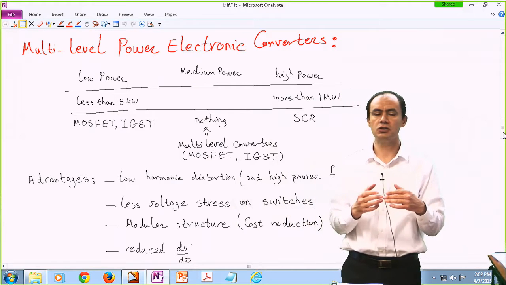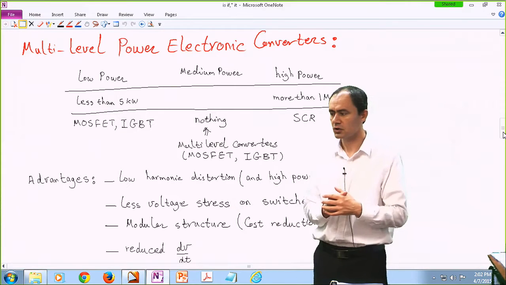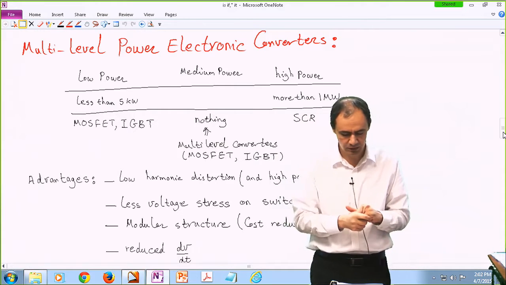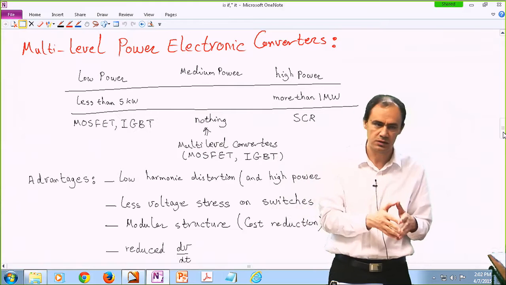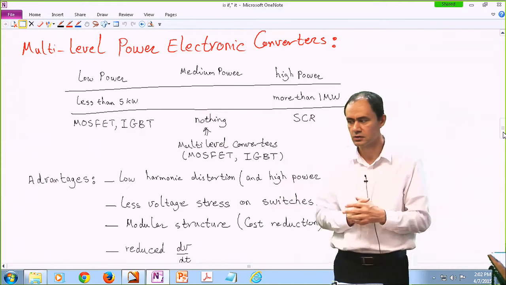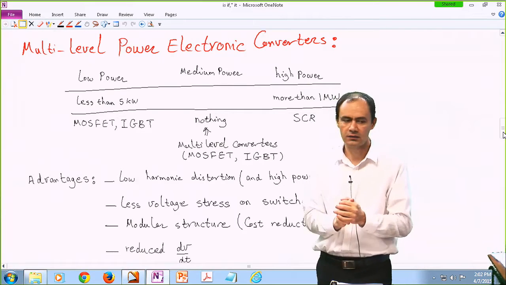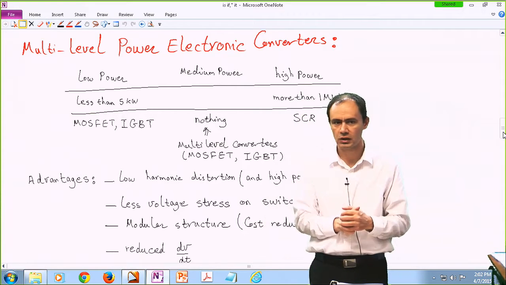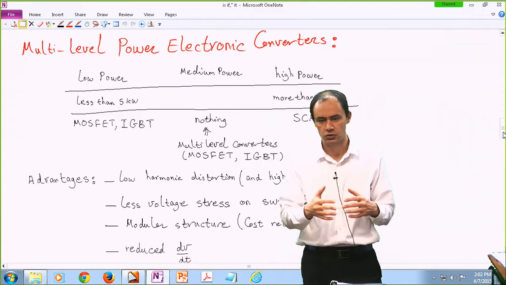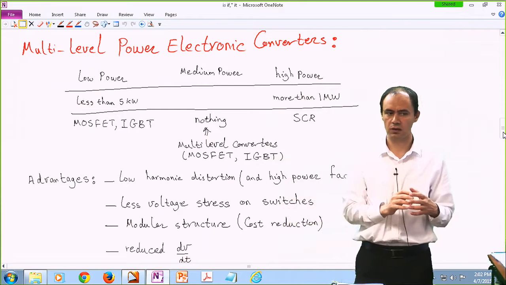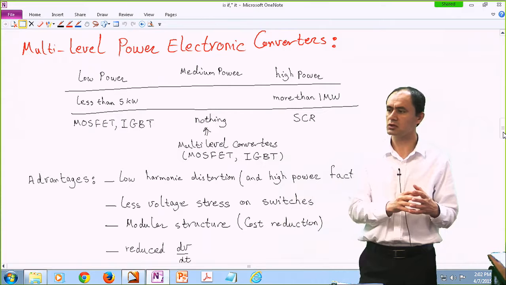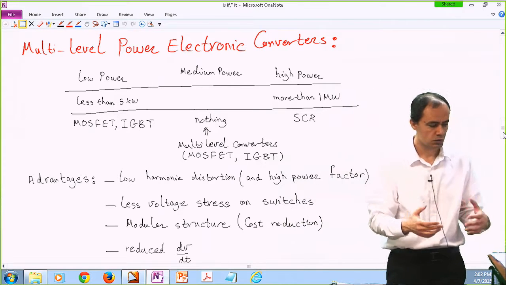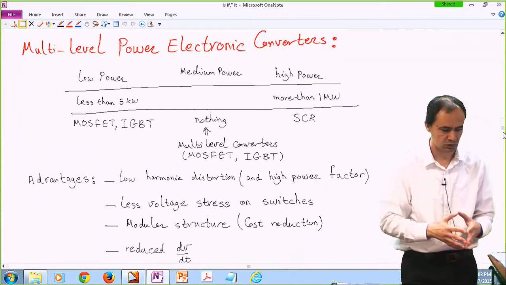You are trying to achieve a high voltage application, where the peak value of the AC signal that you're trying to synthesize is, let's say, 2000 volts. But the IGBTs that you have are only 600 volts or 1200 volts. That means that one particular switch cannot handle your voltage. So you have to come up with a configuration where the stress on individual switches is low, but at the same time you can synthesize a higher voltage. So that's the idea behind multi-level power electronic converters.